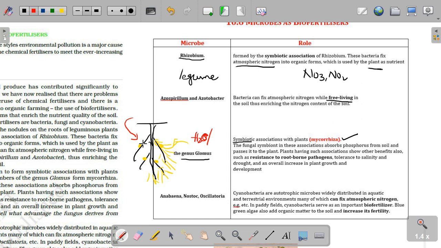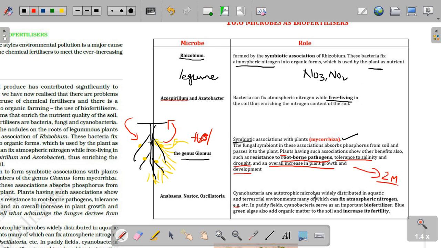Plants have other benefits also, like what? Like resistance to root-borne pathogens. So diseases can be checked by this kind of association. Not only that, tolerance to salinity and drought, and also, overall and very important, how mycorrhiza helps in plant growth and development.